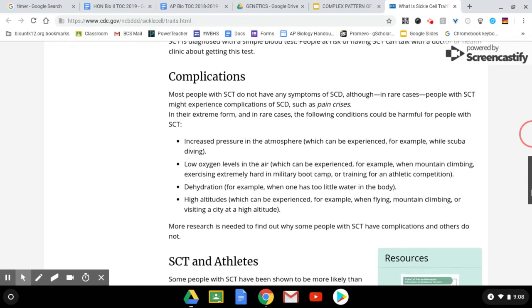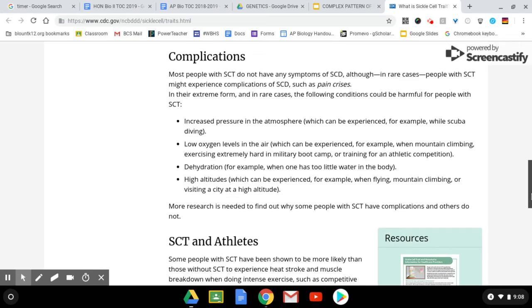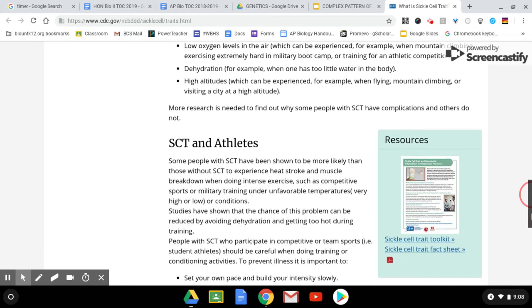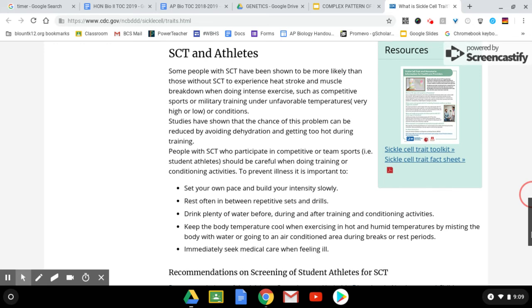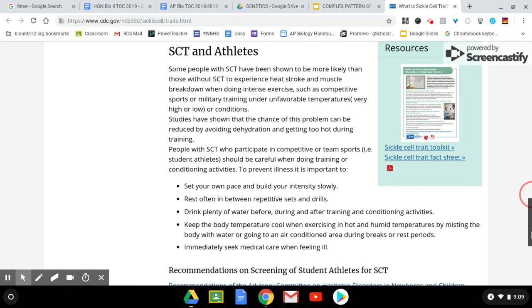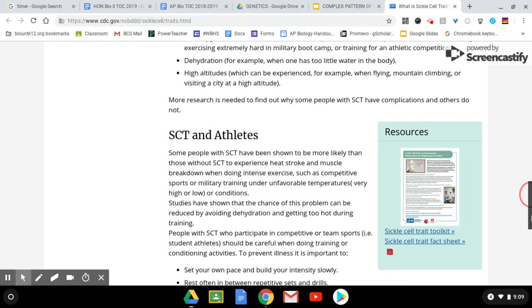So this is what we're talking about. Because of having sickle cell disease, increased pressure is going to cause the cells to sickle, as are low oxygen levels, dehydration, and high altitudes. Here is sickle cell with athletes. So the cells are misshapen and they can't carry oxygen as well, and so that's going to cause other complications in the body just due to the shape of the cells.